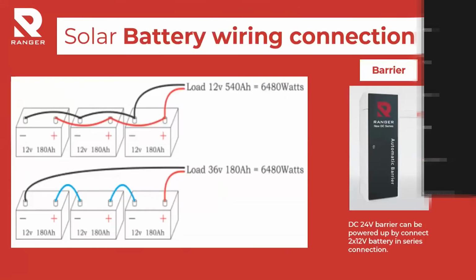Next is the solar battery wiring connection. As you can see, we have two wiring connections, which are parallel and series. The difference is that for series, the voltage will be added together: 12 volt, 12 volt, 12 volt will give 36 volt output. For parallel, the capacity will be added together. For example, 180, 180, 180 will give 540 Ah for the output.